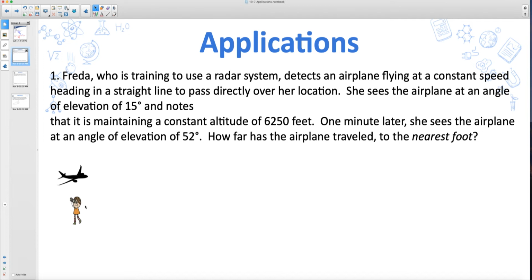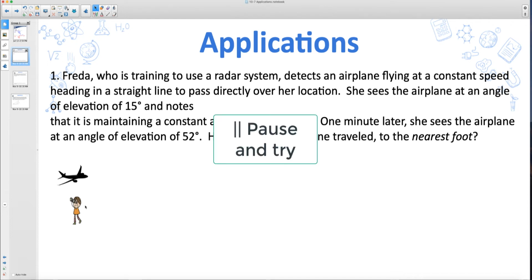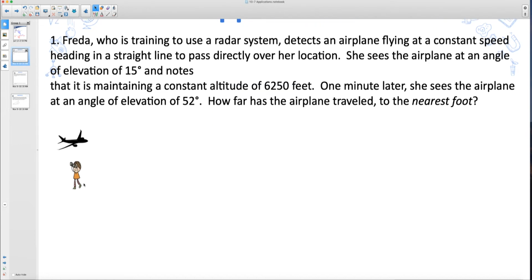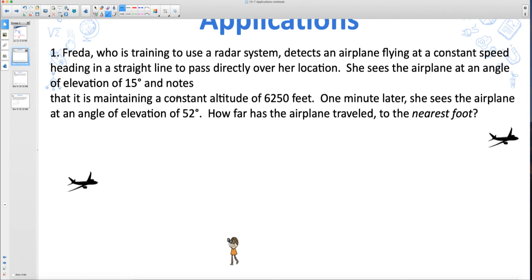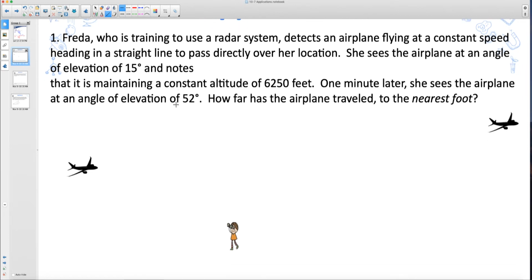Take a moment and try to draw it for yourself. I know it's difficult, but try it and see if your diagram matches what I have in a moment. Okay, so as I go through this, here's Frida, here's the airplane. So she sees the airplane, which has not passed her yet. It's heading in a straight line, about to pass directly over her location. So she sees the airplane at an angle of elevation of 15 degrees. Let's make a right triangle out of this.